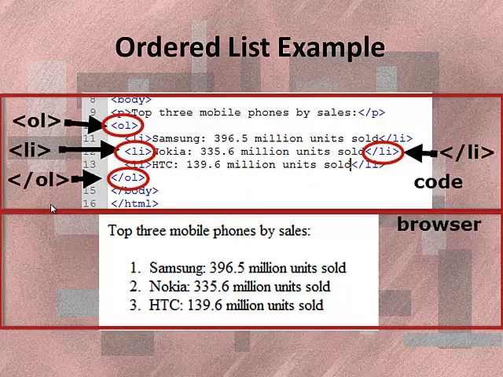Here's an ordered list example for the code. Right here, you have your opening tag and your closing tag, and then each of the list items has an LI and a /LI, and that's the whole thing. And it looks like this. This is the top 3 mobile phones by sales in 2012. Samsung, and so on. There's a list, and there you have it. And you could put links on those or pictures or whatever you want.